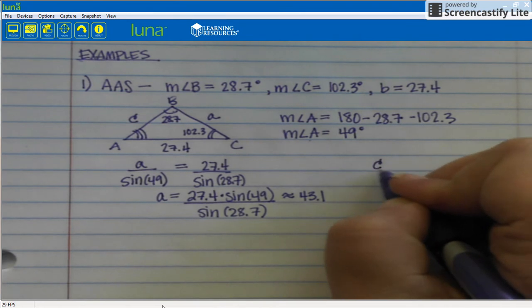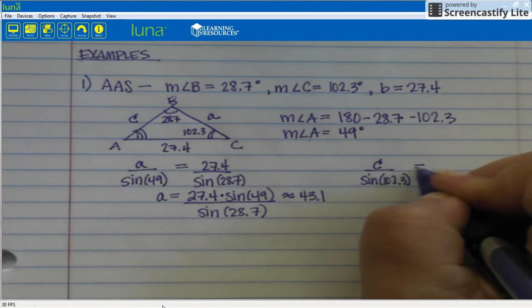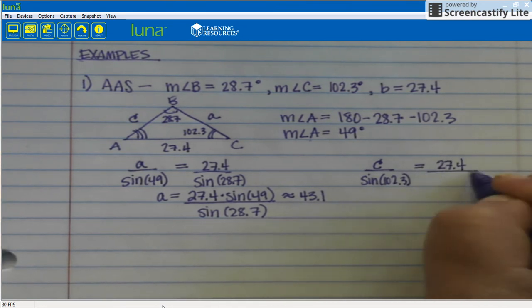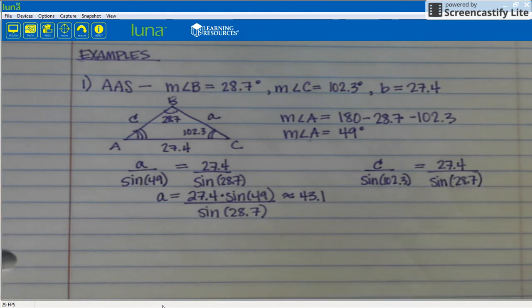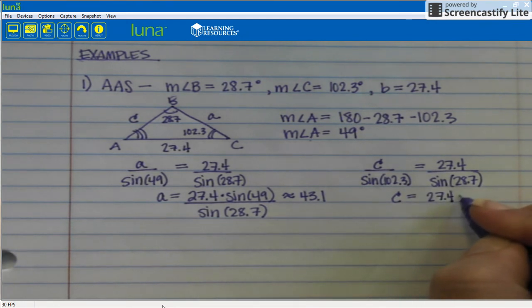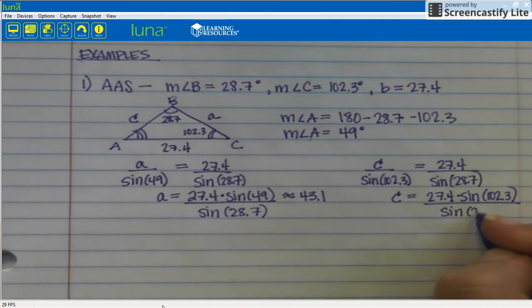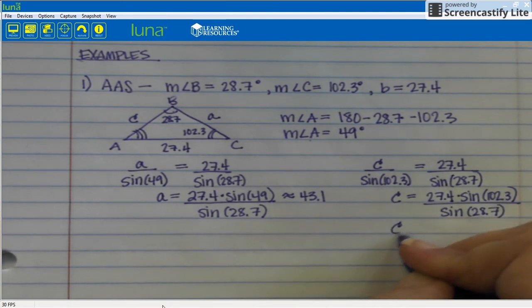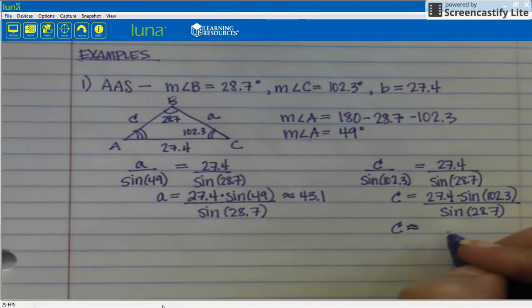And then in a very similar setup, I'll do the same thing for side little c. So I have little c over the sine of 102.3 is equal to 27.4 over the sine of 28.7. So little c is equal to 27.4 times the sine of 102.3 over the sine of 28.7. So my little c is going to be equal to approximately 55.7.